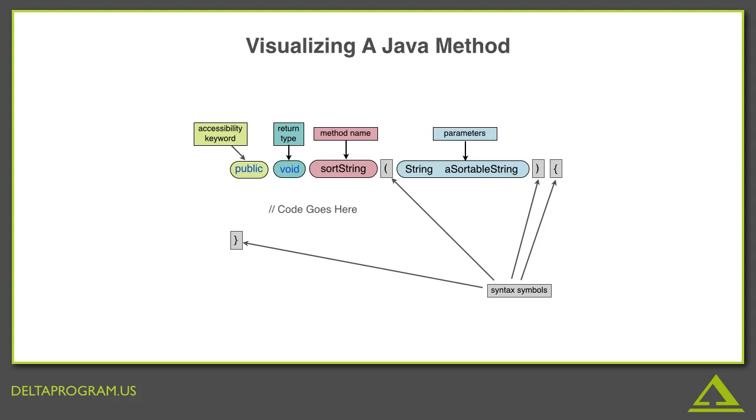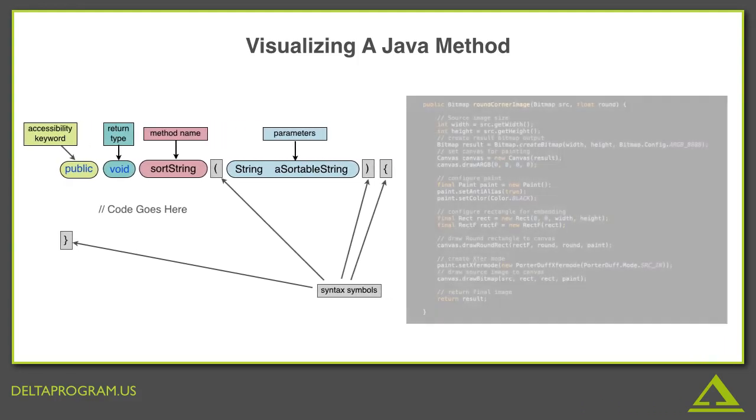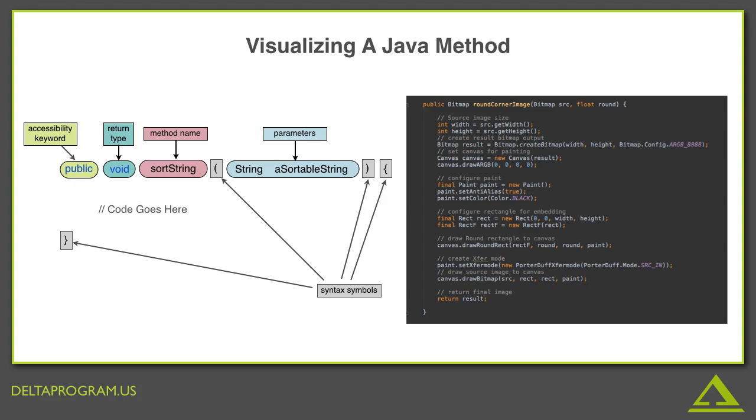But for now, it's important to be able to identify each of the parts of a method signature in actual code. So, let's see what you got. Here's an example of an actual method. If you want to test yourself, pause the video and identify the 5 components of the method signature, starting with the syntax symbols. Okay, now let's go over this together.